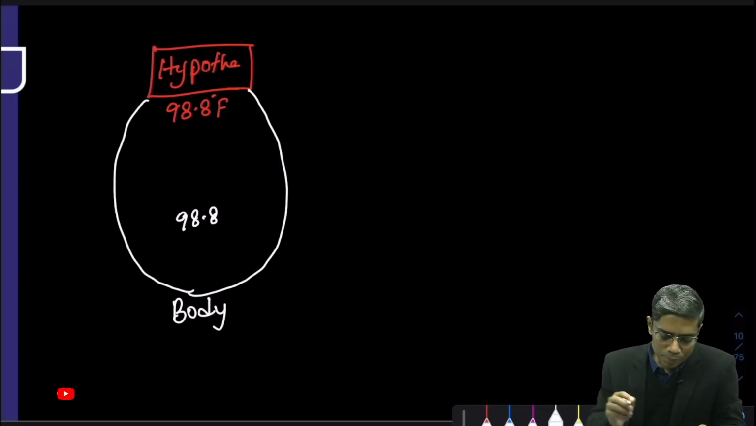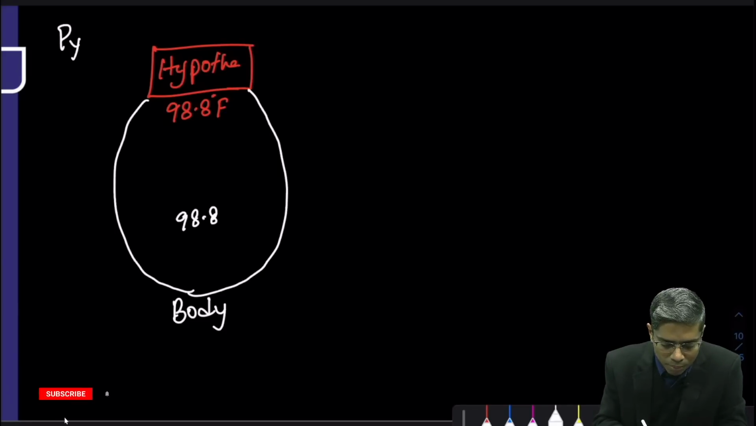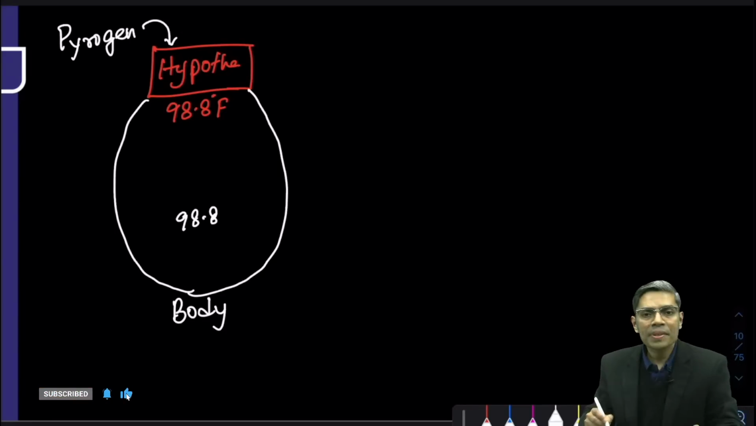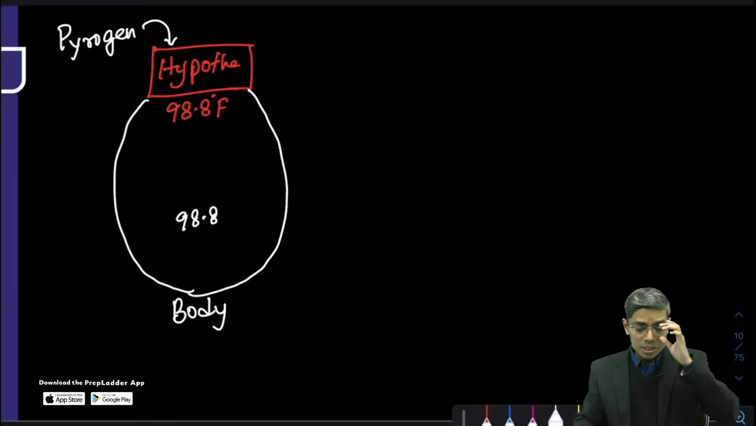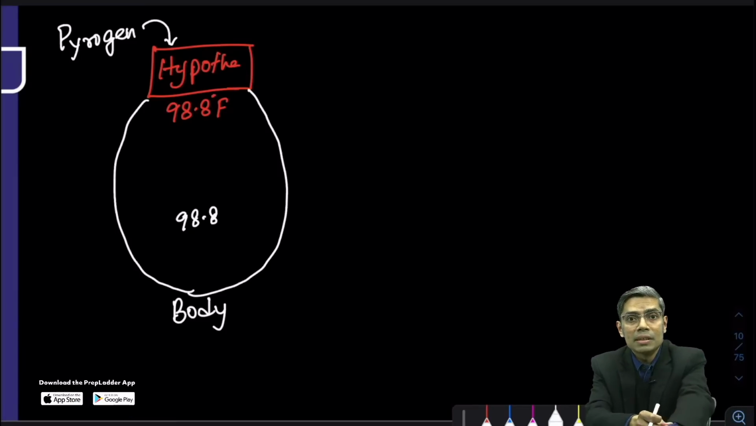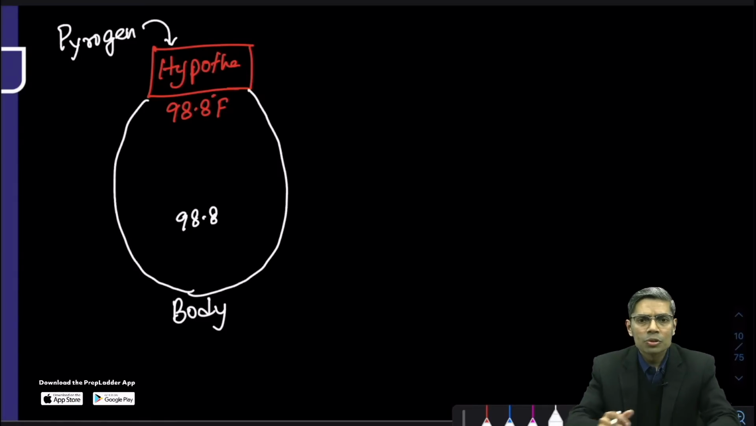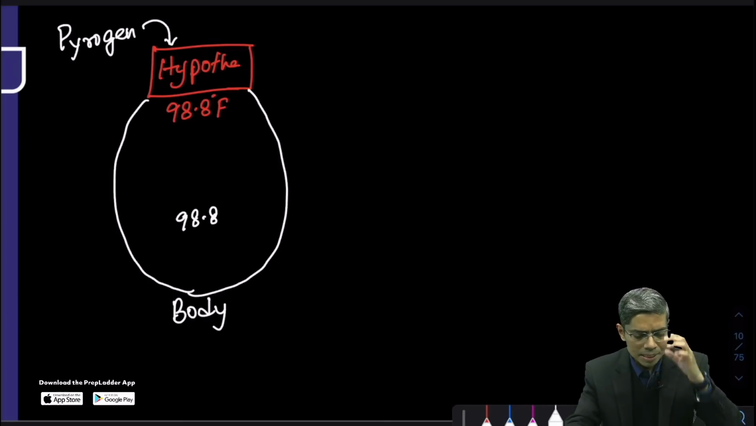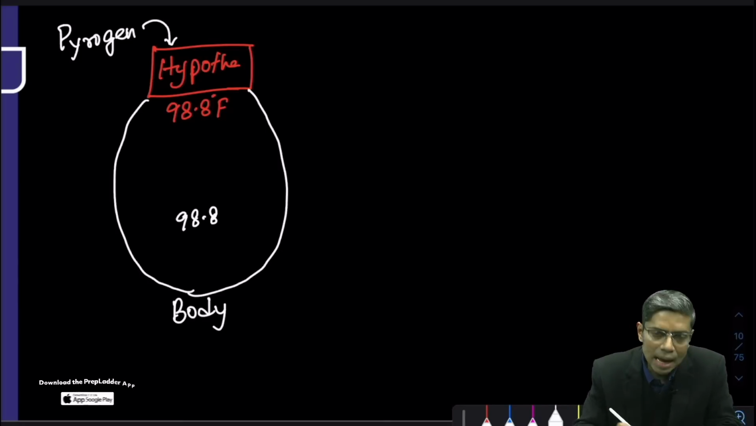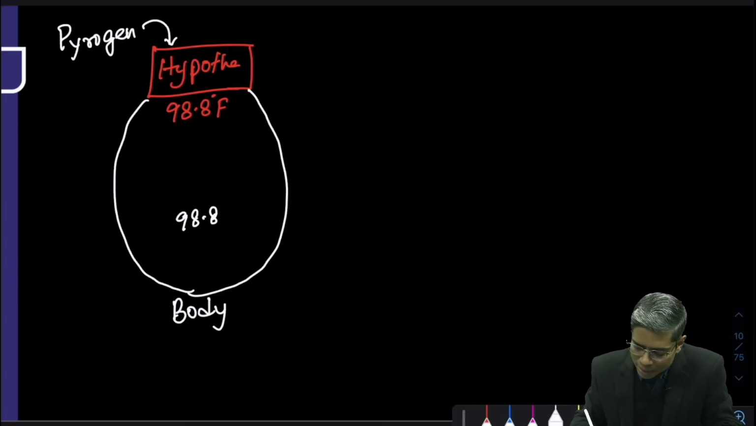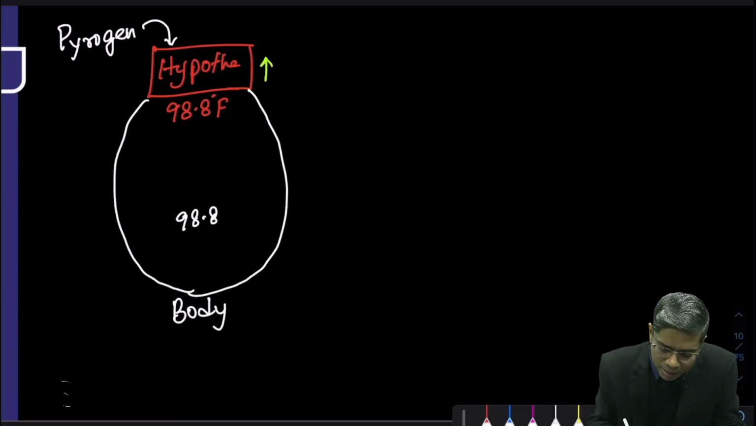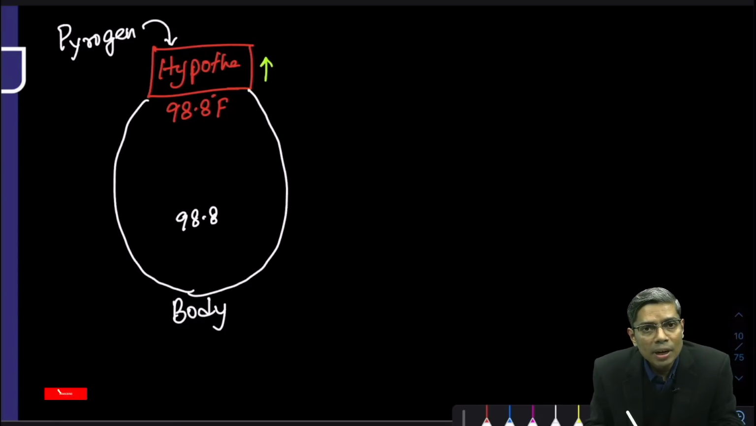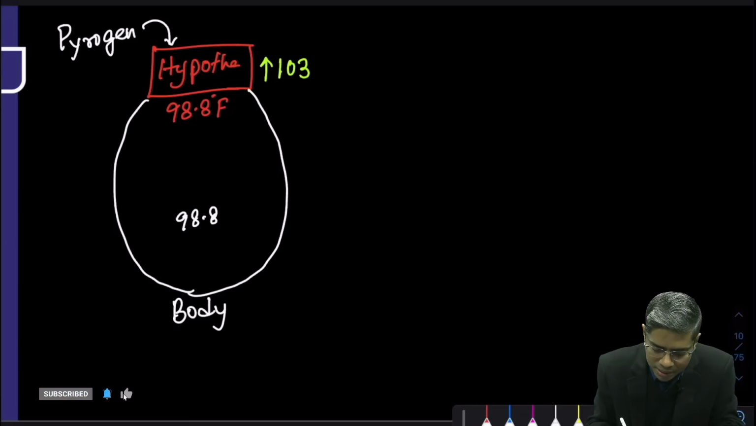Okay. Now, suppose due to the release of various pyrogens, you know pyrogens, right? Obviously you know. So, pyrogens are the substances which can cause fever, for example interleukin-1 is one of the important pyrogens. So, whenever these pyrogens are released, what will happen? These pyrogens will act on the hypothalamus and it will suddenly raise the set point of the hypothalamus. Suppose now the set point is set at 103 degrees Fahrenheit.